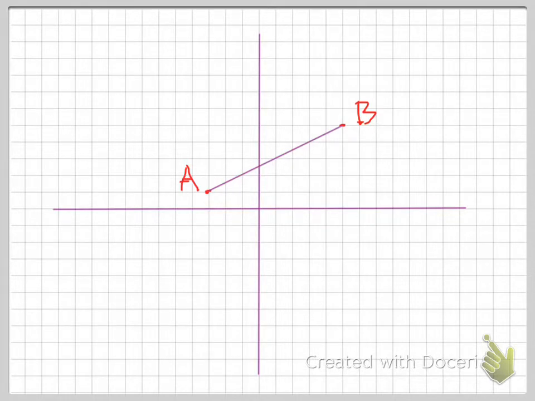All right, in this problem, we're given a segment. The segment is named AB, and our task here is to find the equation of the perpendicular bisector of segment AB. So perpendicular bisector. So perpendicular means our equation should have a slope that's the opposite reciprocal of the slope of AB, and bisector means that our point should be the midpoint of segment AB. So let's see if we can find the coordinates of the midpoint of AB.